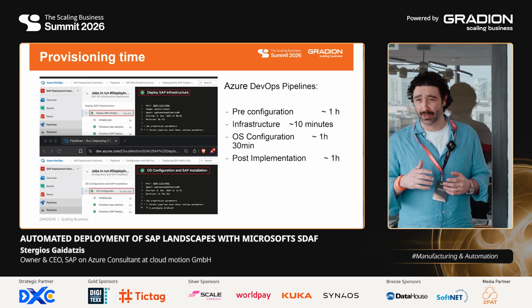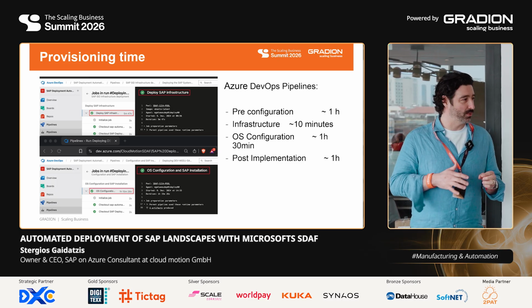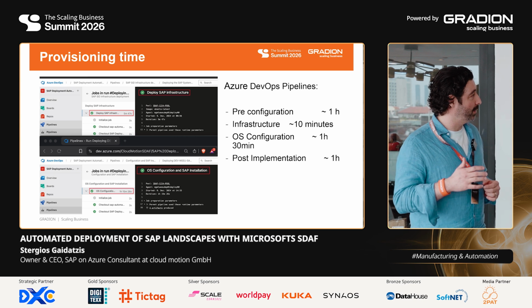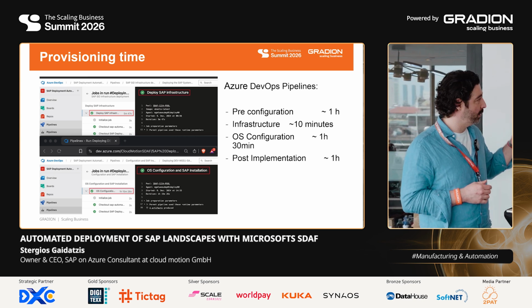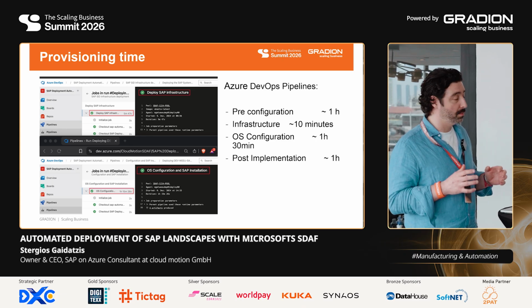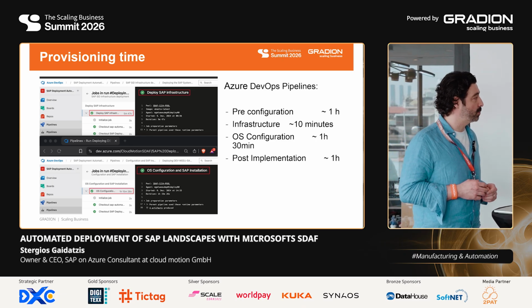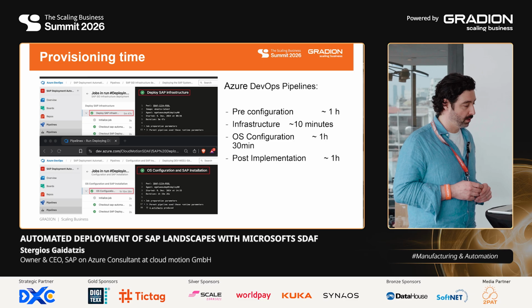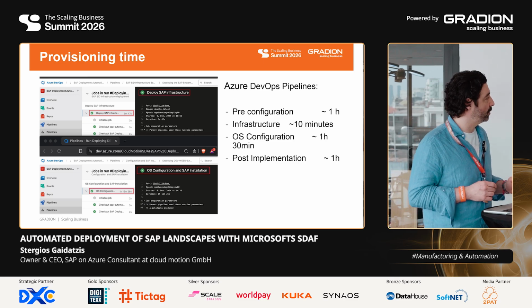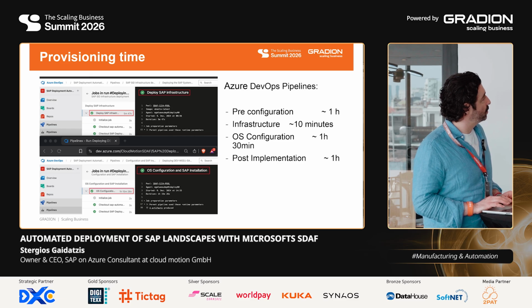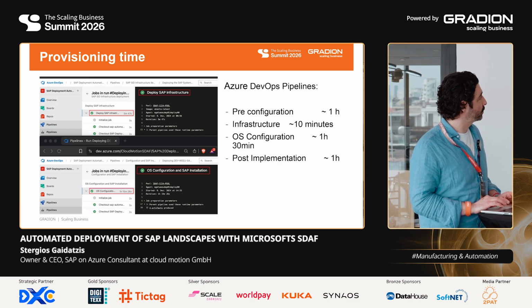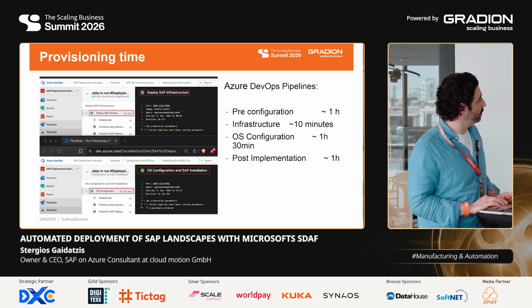SAP does a lot of updates. Of course they have some kind of schedule, but it's very important to be up to date every time. And in this section, in this bill of material, in the BOM, you can specify the target version of your system. And the third part, this is one of the most important.